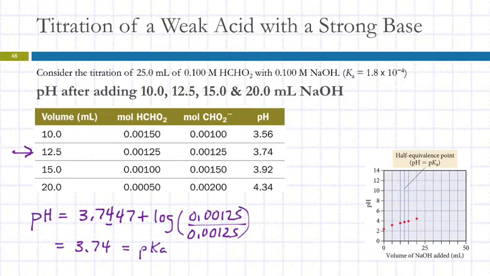This is the half equivalence point. We've added, we're halfway to the equivalence point. At that point, you have equal concentrations of acid and conjugate base, and so the pH is equal to the pKa. Any questions?